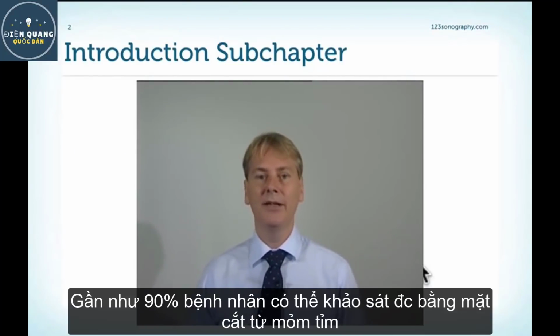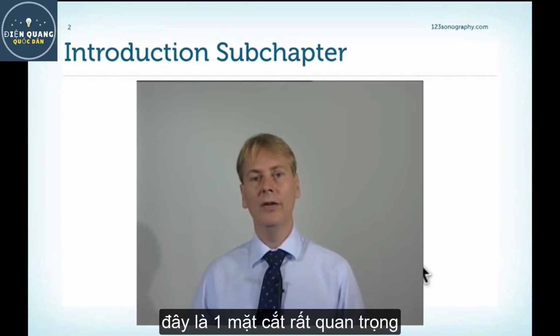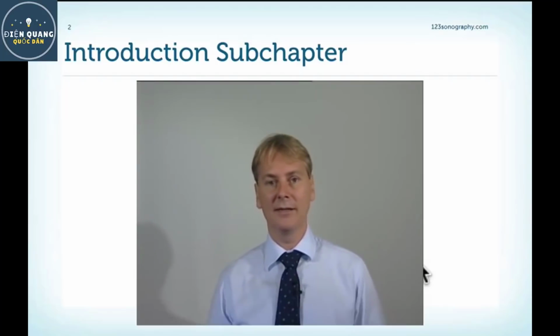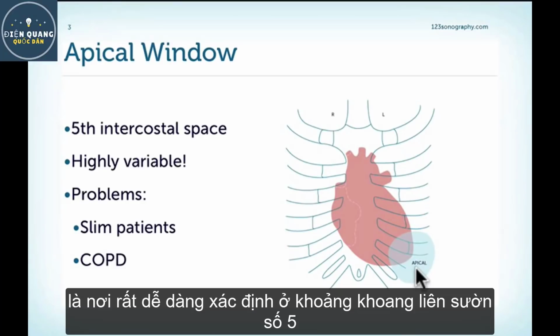Probably 90% of patients can be imaged from the apical window. It's a very important window, and it's the second window we use after we perform the parasternal long axis. Where is the window located? It's located at the apex, which can be very variable.